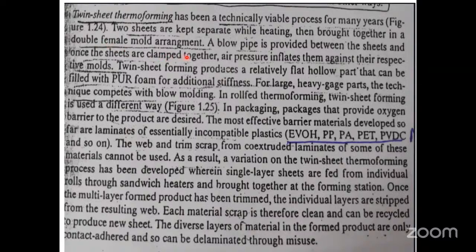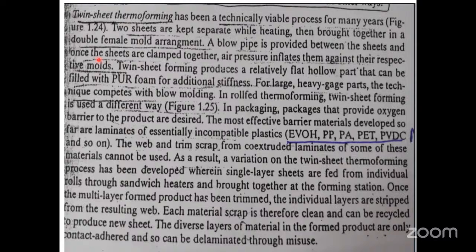Upper and down. A blow pipe is provided between the sheets. Now see the blow pipe. What is a blow pipe? Why is a blow pipe used? To pass the oxygen. Okay. See, you cannot preserve that atmospheric oxygen here. We have to keep a separate cylinder of oxygen, or maybe nitrogen, not oxygen, nitrogen.